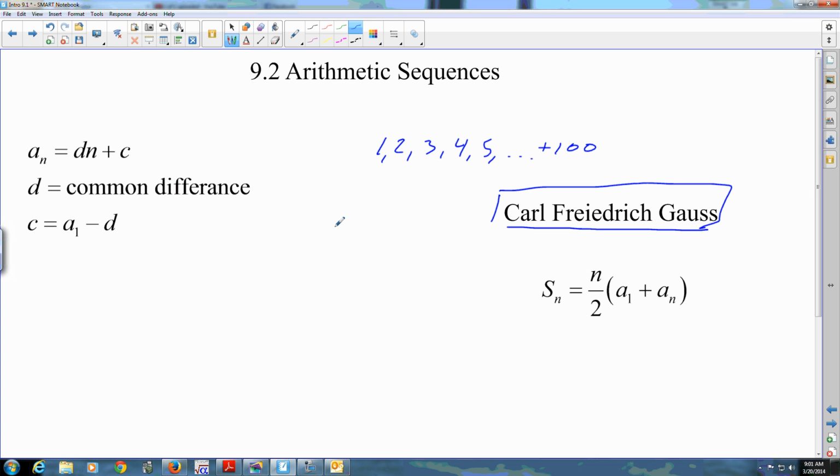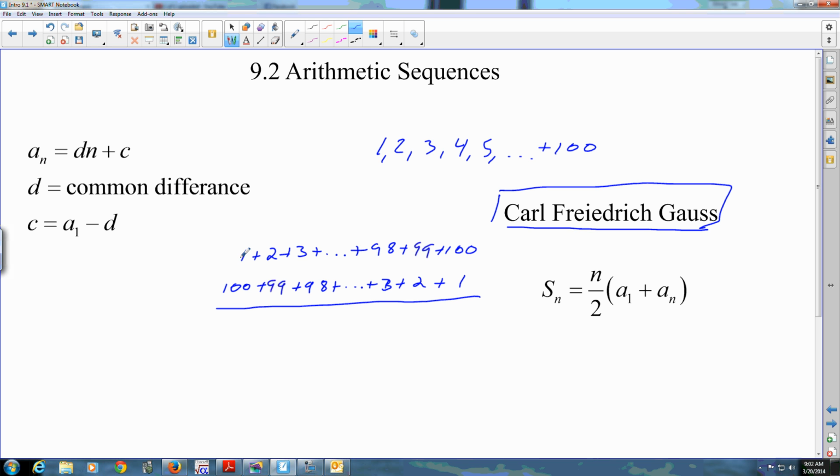So this is what he did. This is how he envisioned it. So if you have 1 plus 2 plus 3 plus the numbers in between, then 98 plus 99 plus 100. This is what he saw in his head. He took that sequence and turned it around: 100 plus 99 plus 98 plus, down to, 3 plus 2 plus 1. And then what he did is he added vertically. So he had 101 plus 101 plus 101 plus 101 plus 101 plus 101.